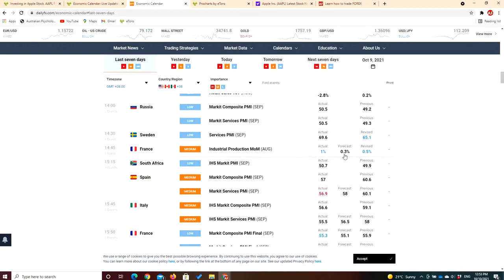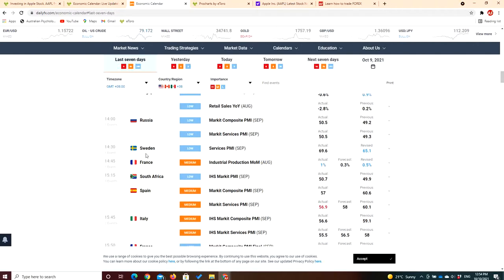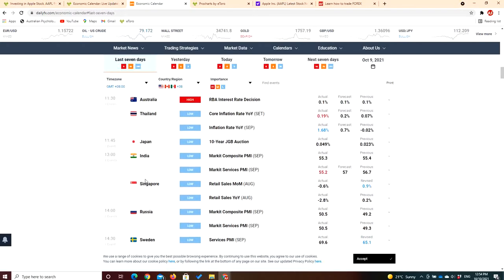But here you can see 0.3 was the forecast for the industrial production for France. The previous one was 0.5. People expected a lower number, but all of a sudden they see bigger numbers. So this is very good for the French currency on that day.